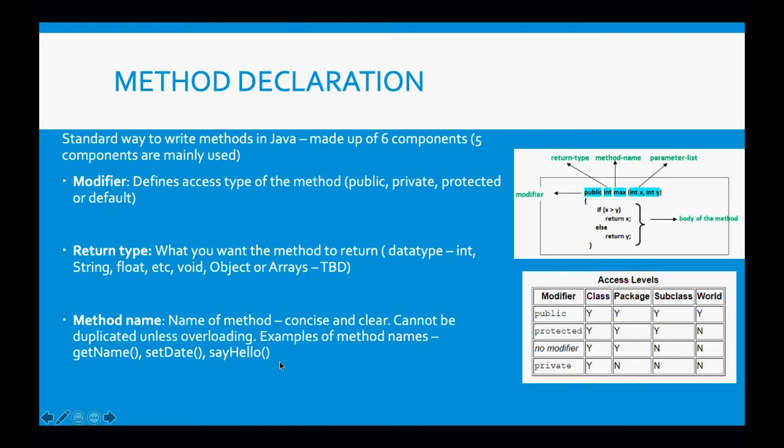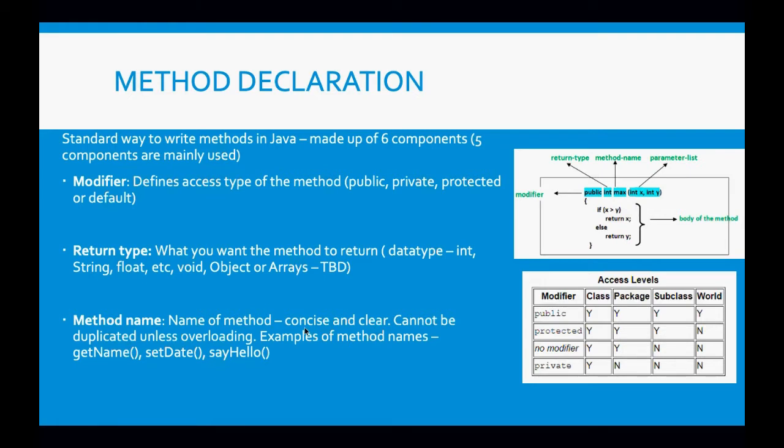So this is basically what you want your method to be called. It needs to be concise, clear and meaningful, and it cannot be duplicated because it will throw an error. You can only declare a method name once unless you're overloading, which will be discussed later in this class. And once a method has been declared, you cannot declare it again because it's just tautology, and it doesn't allow the compiler to know what is going on, so the compiler just throws an error.